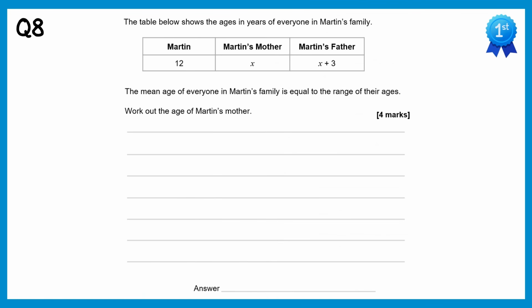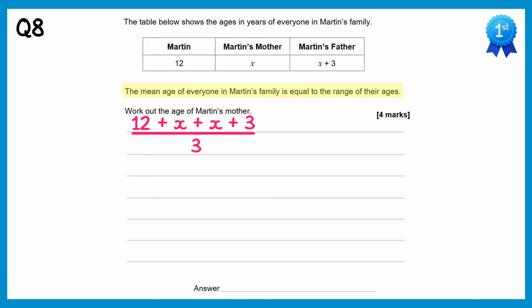In this question, we're told the mean age of everyone in Martin's family is equal to the range of their ages. So we'll start by finding the mean age. To find the mean age, you add up everyone's age and divide by how many people there are. So let's add up all of their ages first. We've got Martin, who's 12. Martin's mother is X, and his father is X plus 3. So that's all of the ages added together, and we divide it by how many people there are, and there's 3 people in this family. So divide by 3.